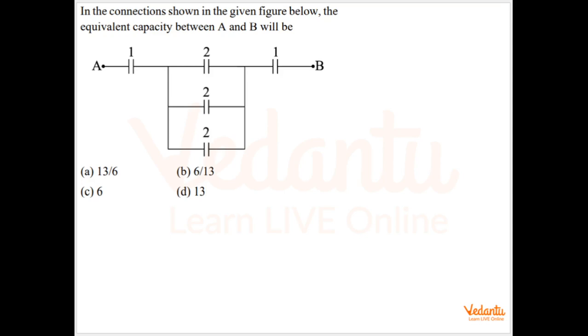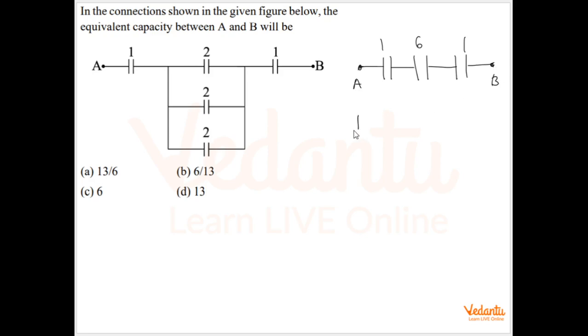In this question, the connections are as given in the figure, and we have to calculate the equivalent capacitance. Now first of all, if you see, the 2, 2 and 2 are in parallel, so I can just simplify this circuit as 1, 6 and 1, because 2, 2, 2 in parallel will just become 6.